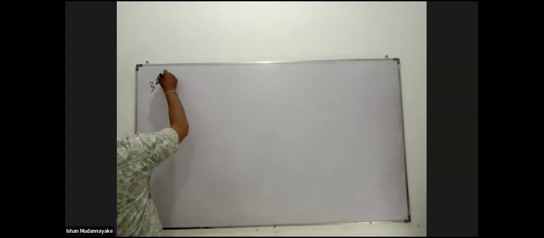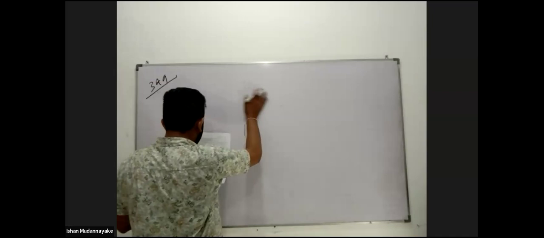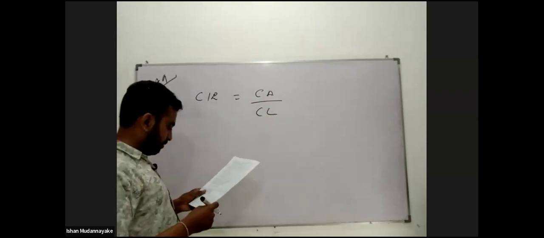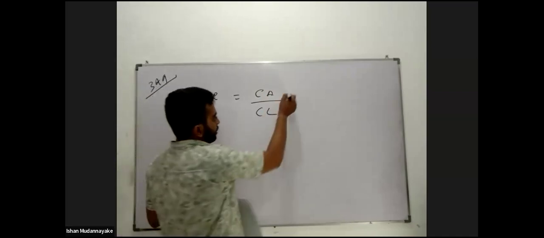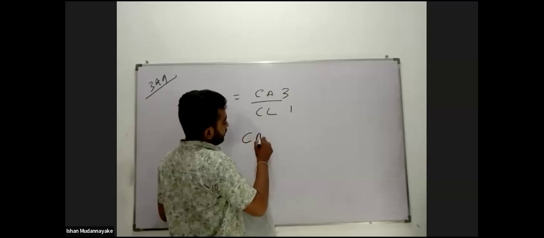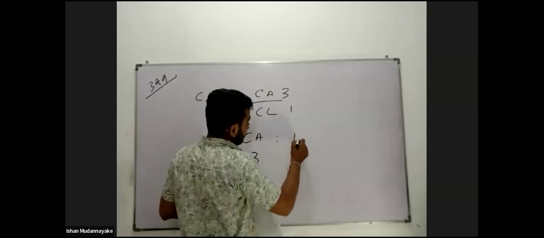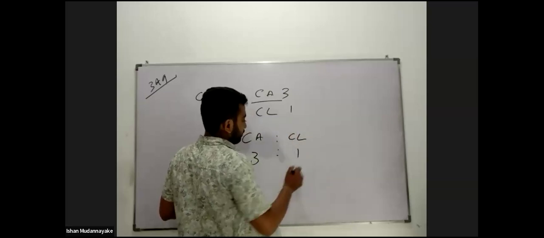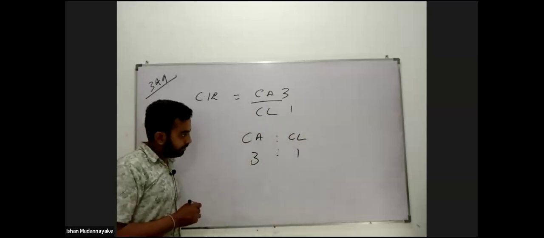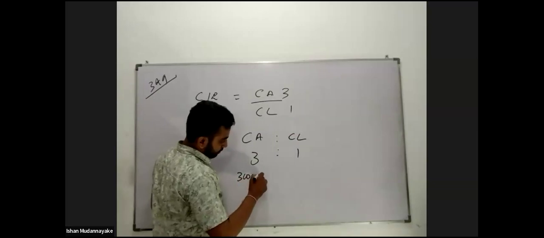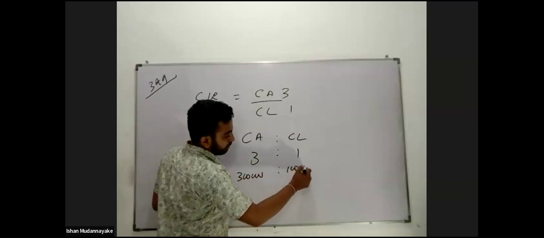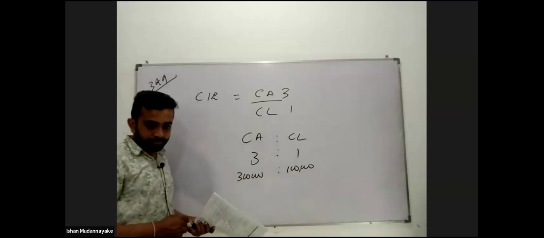349. Ratios we still haven't discussed in the class. The current ratio is current assets divided by current liabilities. Current ratio of the business is 3:1. If current assets are 3, current liabilities are 1. Let's say if current assets are 300,000, current liabilities are 100,000.